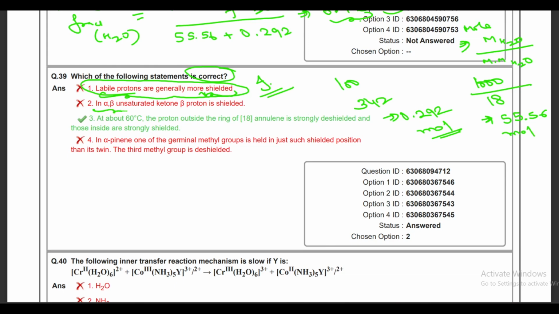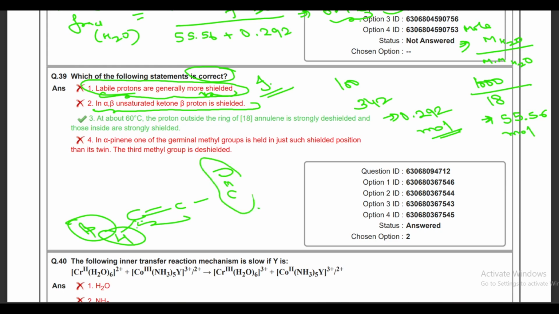Second is, in an alpha beta unsaturated ketone, the beta proton is shielded. That is also an incorrect statement, because you know alpha beta unsaturation. Clear? And this is the beta proton. First of all, it is part of an sp2 carbon, and also there is a carbonyl group near this double bond, and obviously this is an electron withdrawing group, and obviously this proton is de-shielded, not shielded. So the second statement is also incorrect.